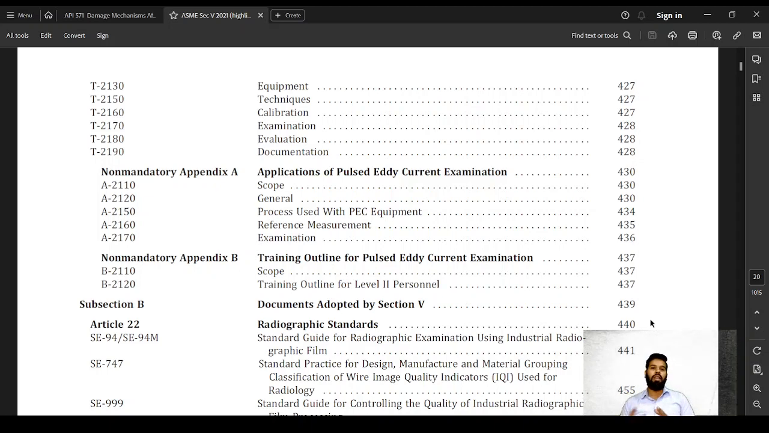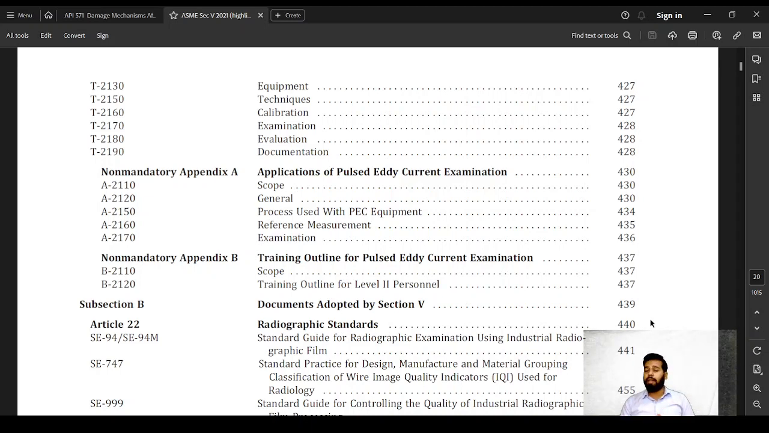But apart from these, not all testing methods are going to be that important when you're talking about API ICP examination or ASNT level 3 examinations. Okay, so in the next videos we'll be talking about different articles. Different articles will tell you about different testing techniques and what kind of testing techniques are needed, what are some essential variables, some non-essential variables, what are some qualification requirements, what procedures are to be followed, and what details you have to mention on the report. All of these things are going to be in different articles for different inspection techniques. Now this was all for subsection A.